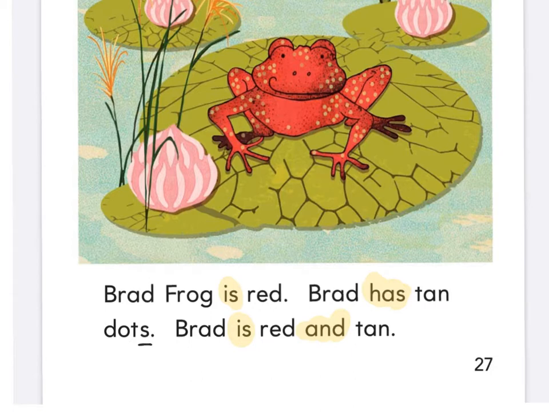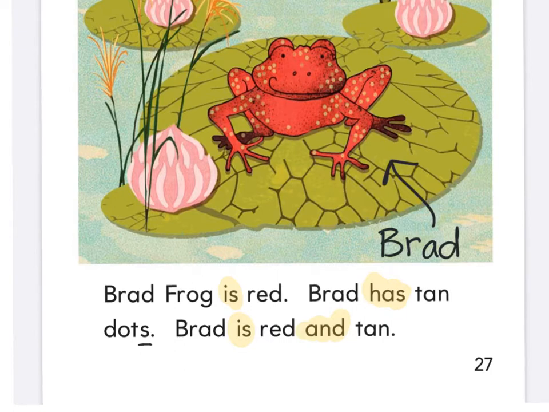So who is this frog? Brad. Let's give him a label. Capital B. That's his name. It has to be capital B-R-A-D. His name is Brad. What 2 colors is he? Red. And what color dots does he have? Tan. Yes, tan dots. Okay.